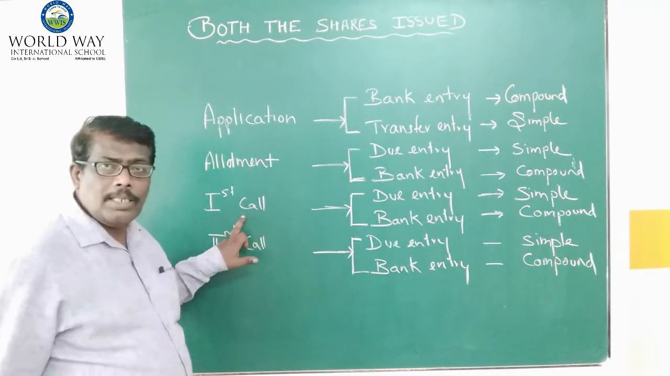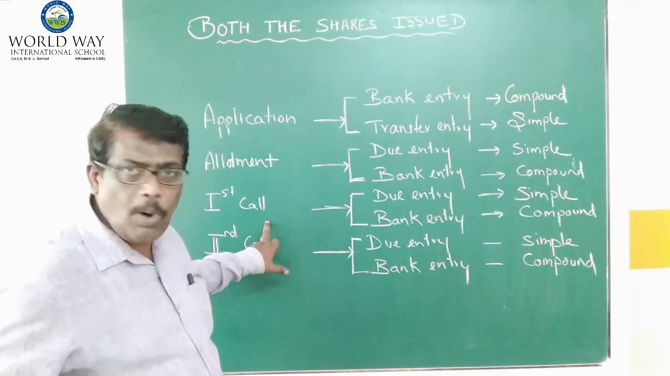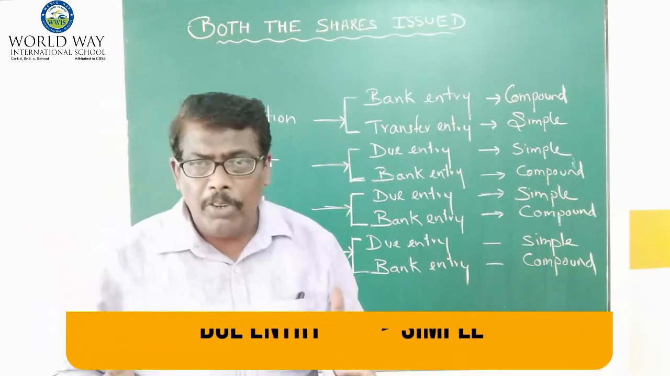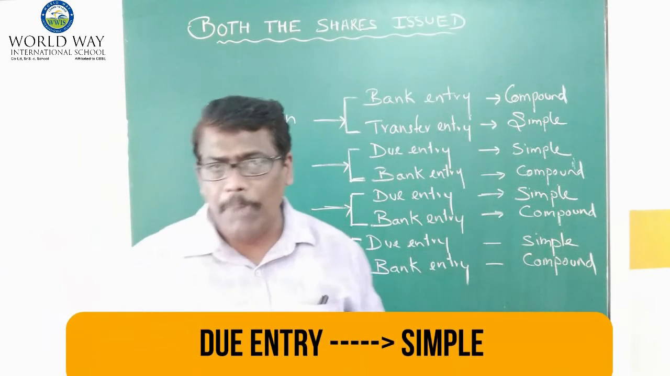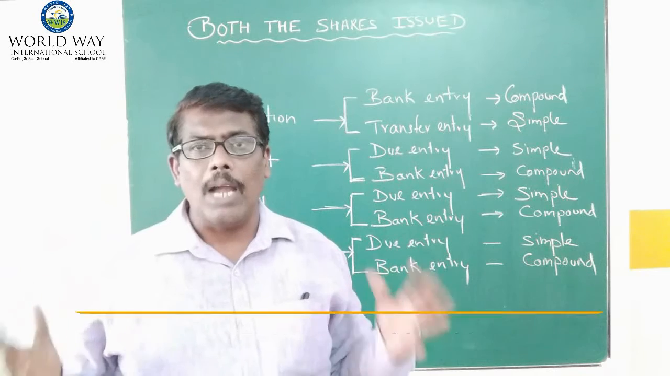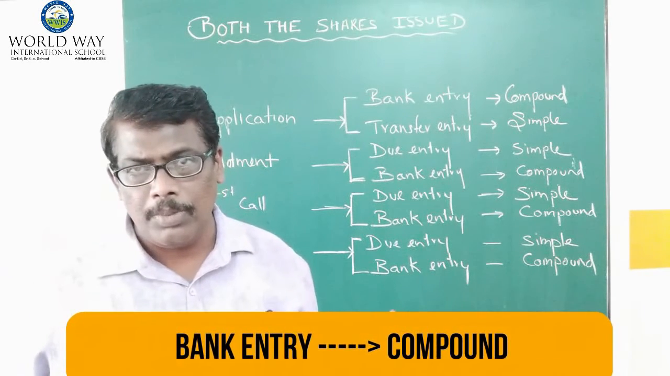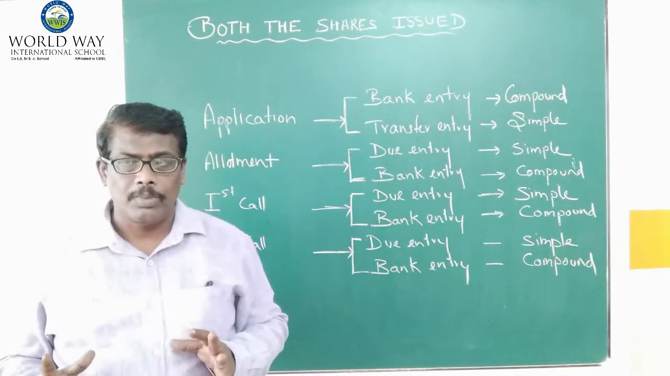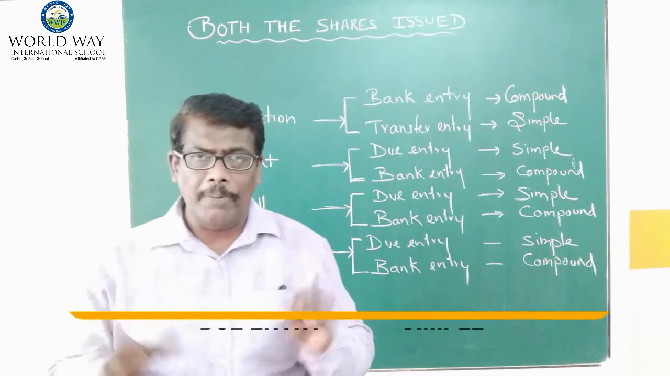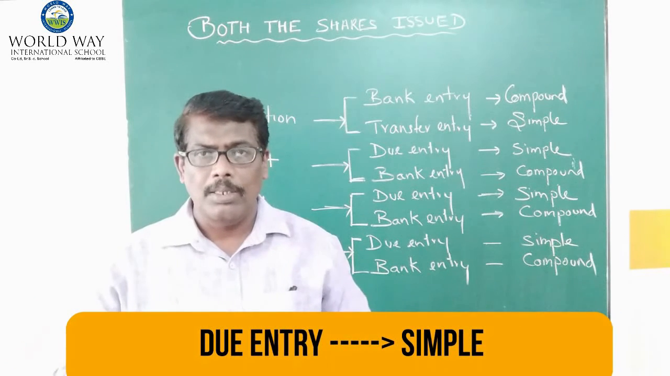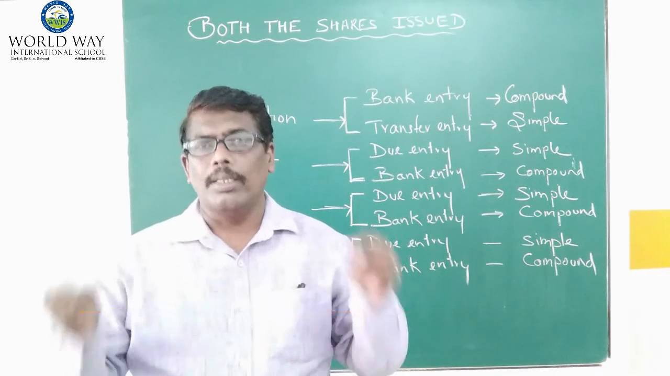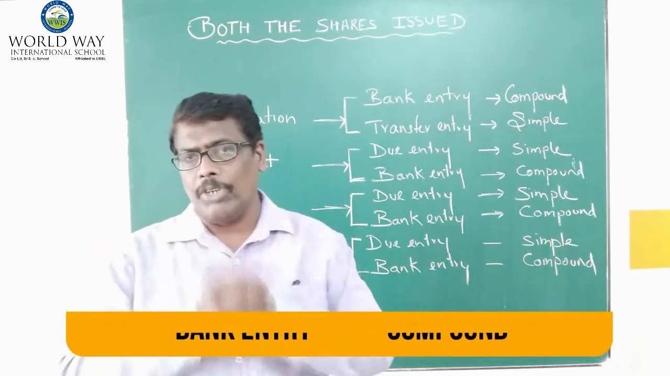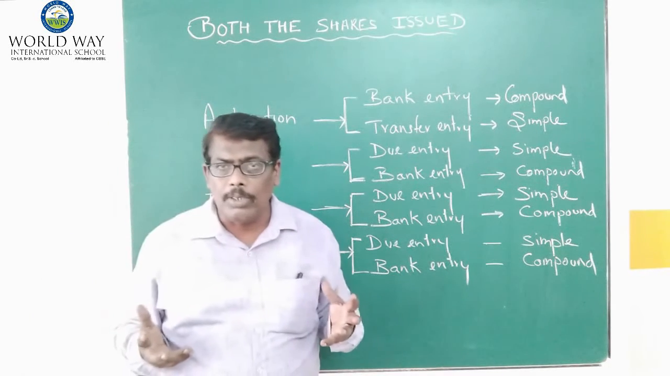Similarly, it happens at the time of first call also. First call, the same system is followed. At the time of due entry, separate entries have to be passed, and at the time of bank entry, we need compound. The same happens with the final call also. At the time of due entry, simple, separate entries are required, and at the time of bank entry, we pass the compound form of entry. So this was the technique followed.